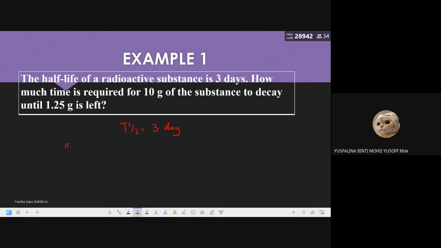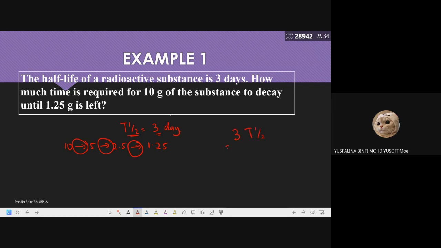So start from 10 gram. Half of 10 gram is 5 gram, right? Half of 5 gram is 2.5. Half of 2.5 is 1.25. So we already have until 1.25 here. The next thing you need to find is how many days. We already know 1 half-life is 3 days. So how many half-lives here? 1, 2, 3. So 3 half-lives.